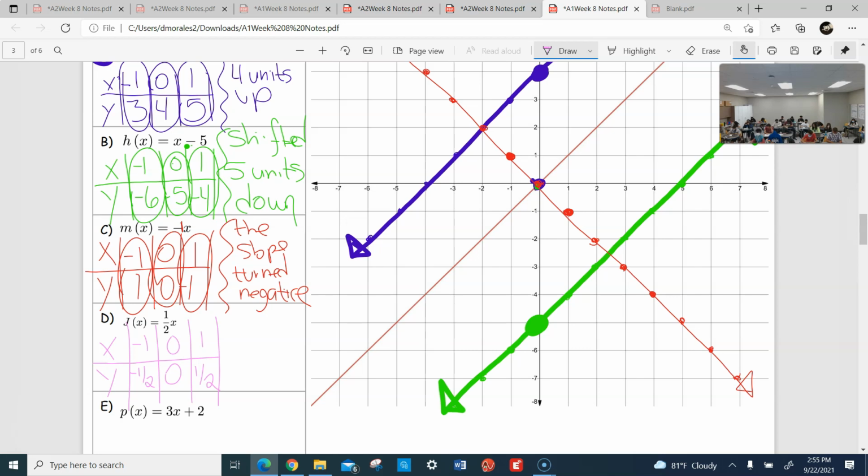At -1 and -1/2, so I go left 1 square, but I only go down half a square. So this point's floating. My next point is now at 0, 0, the origin. That one, a lot of the lines have gone through. And then my third point is at 1, 1/2. So right 1, up 1/2. I don't understand what you mean by you can't find it. It's negative 1 and, yes, so you go 1 square to the left and half a square down.